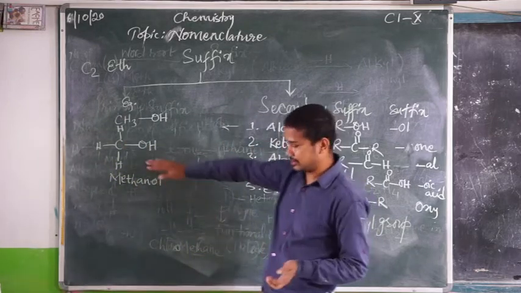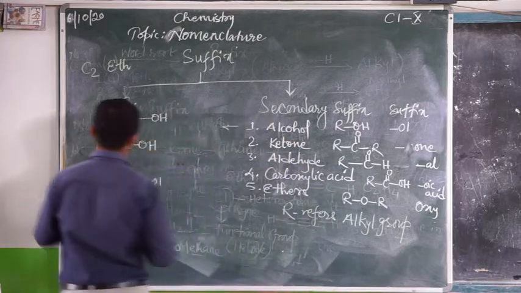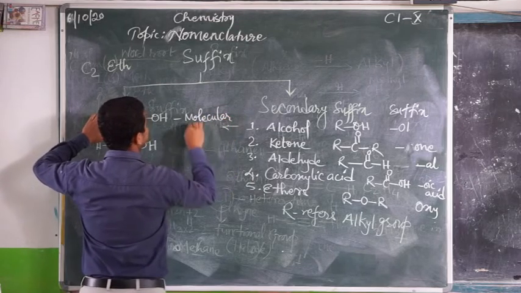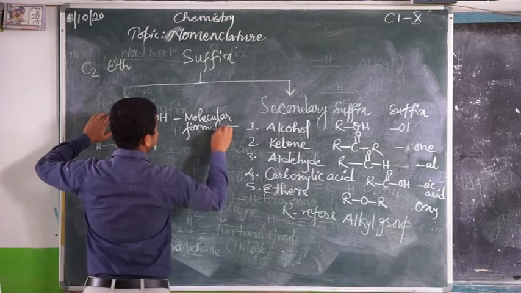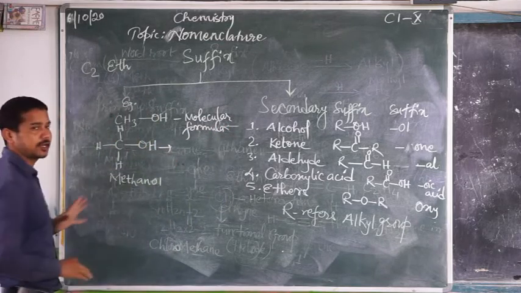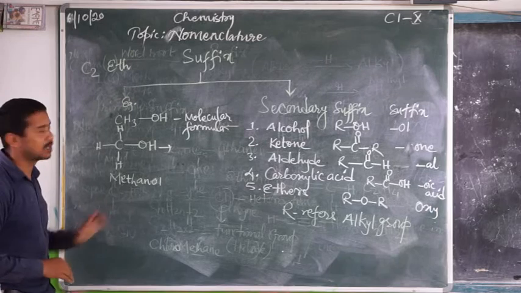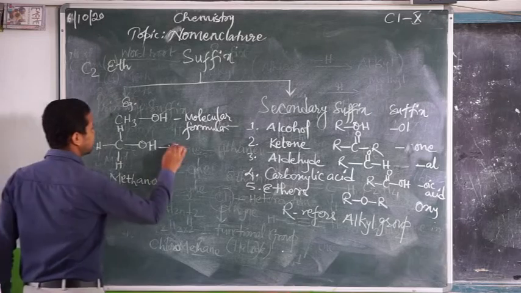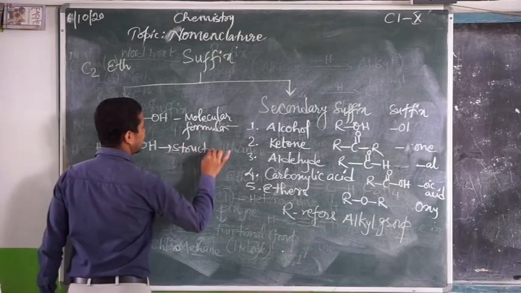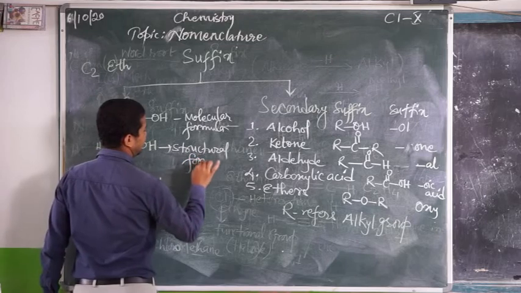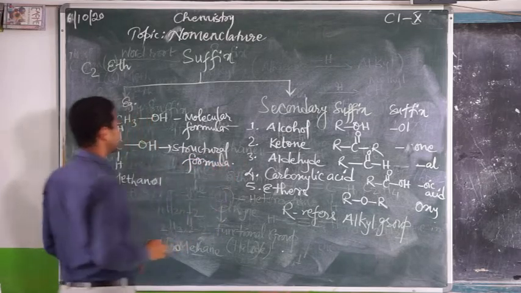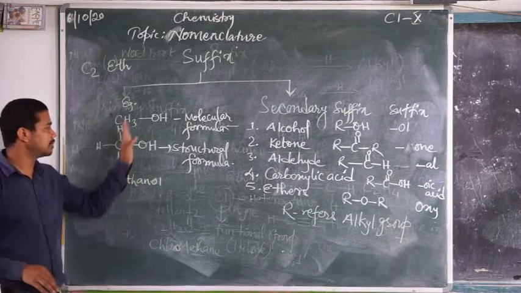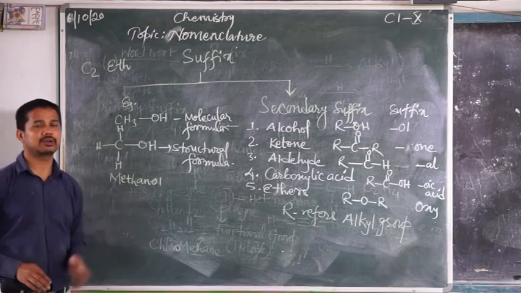So what do we call this? This is the molecular formula. And this, the branching one, where you see everything that is present, not in condensed way but in this format, is called the structural formula. So if you see whatever atoms are present in the molecular formula with the bonds, that is called a structural formula.